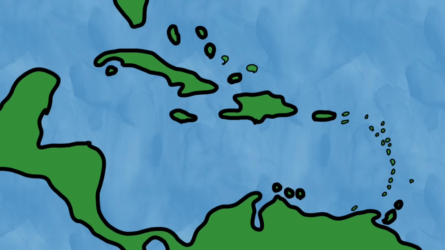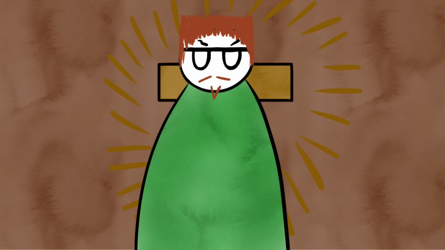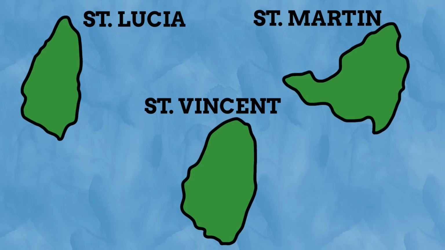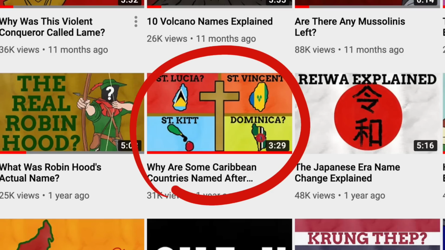And from looking at a map of the Caribbean, you'll notice certain trends in these names. Things seem to get rather saintly. Is that even a word? I don't know, but I'm making it one. We have islands with names like St. Lucia and St. Vincent and St. Martin. In fact, we actually have a whole video talking about why so many Caribbean islands have saint names.